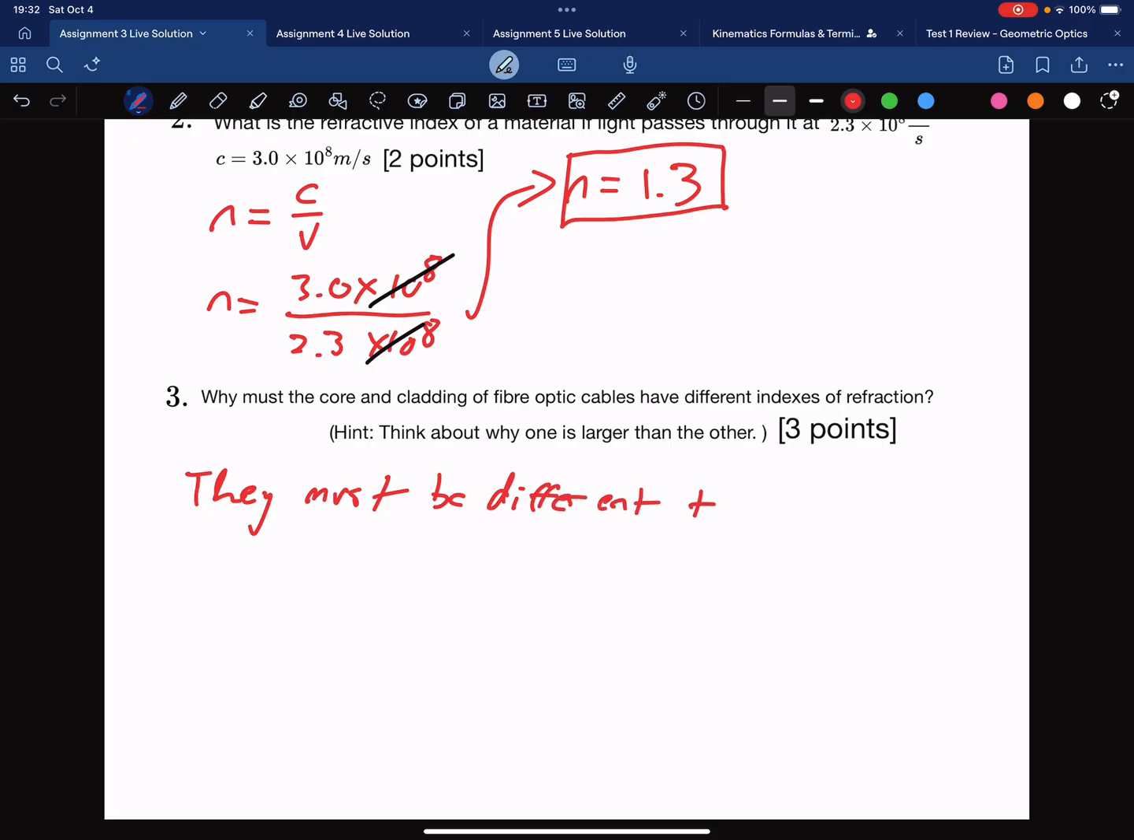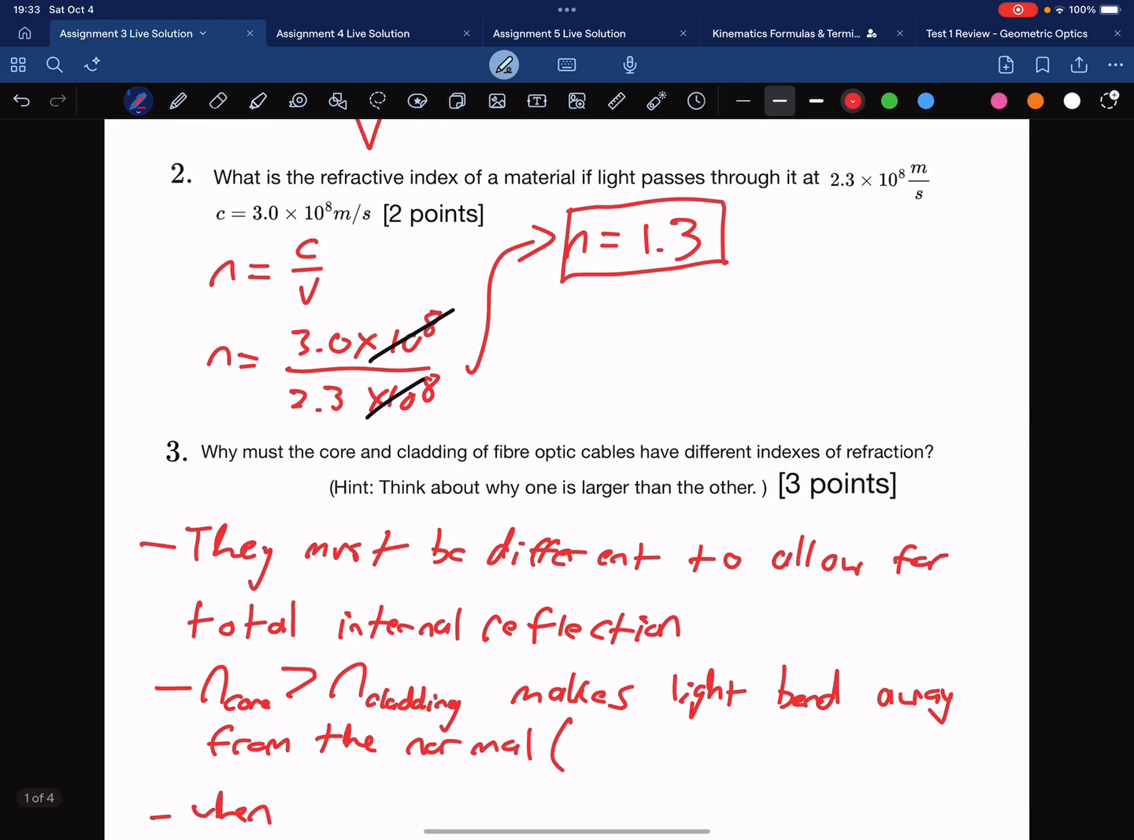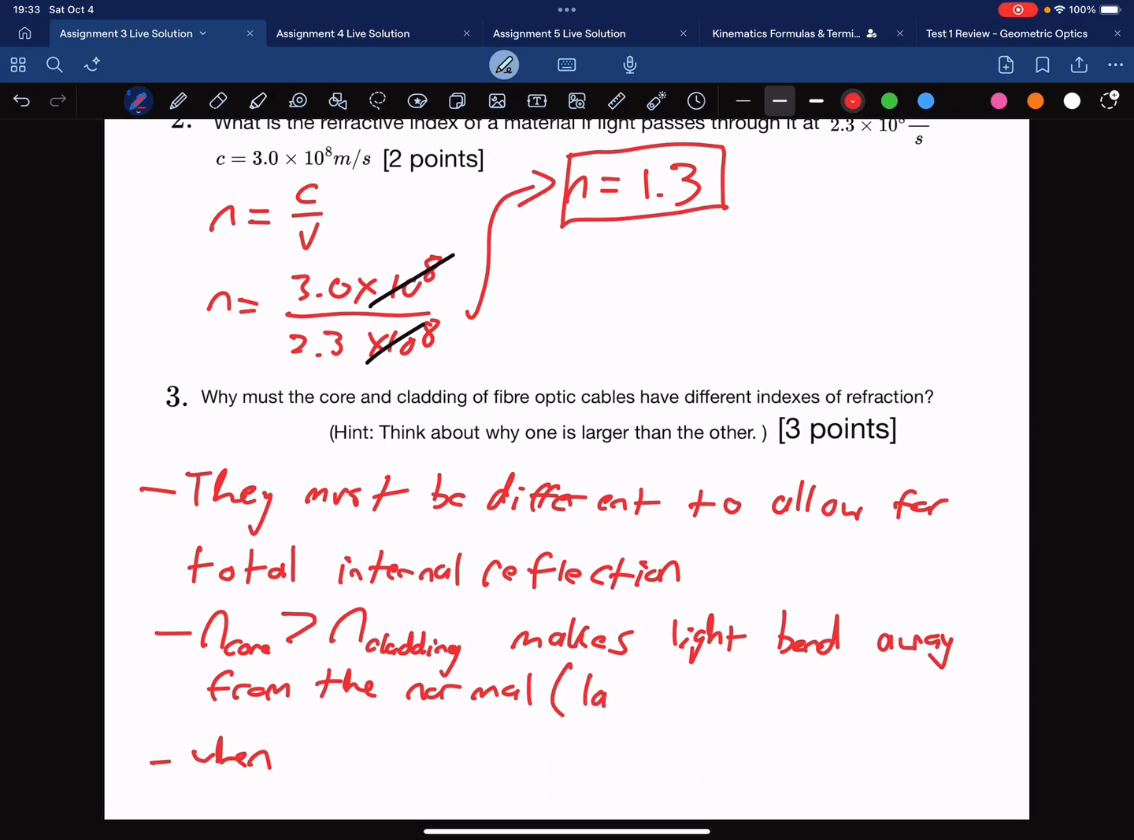to allow for total internal reflection. The index of refraction of the core must be larger. So core must be larger than the cladding. And this is because this will make light bend away from the normal. And this bending away from the normal means a larger angle of refraction.